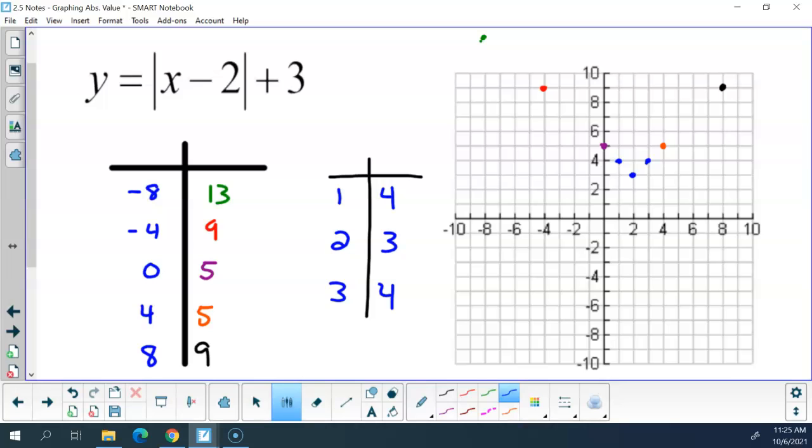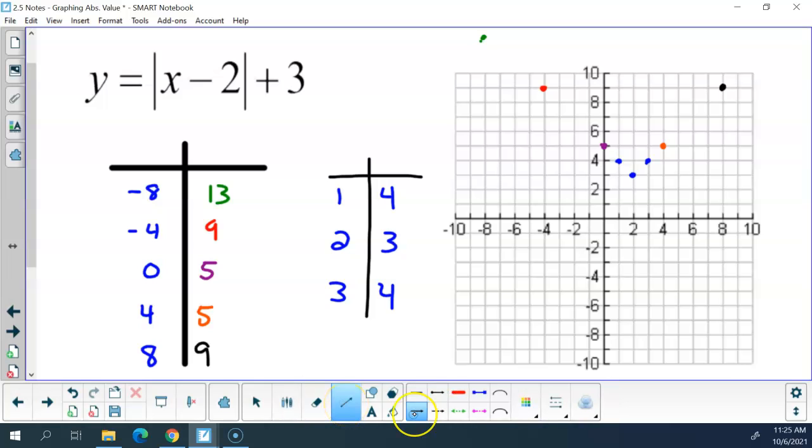And that's the downfall of the T-chart method, is if we would have went the wrong way, like if we would have done all of them on the negative side, we would have kept going and going and going, and we wouldn't have found the vertex. So that's why we got to spread them out just a little bit.